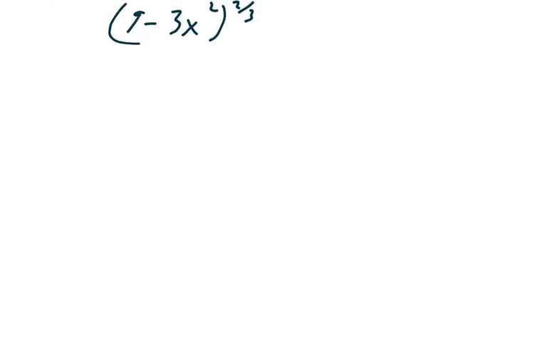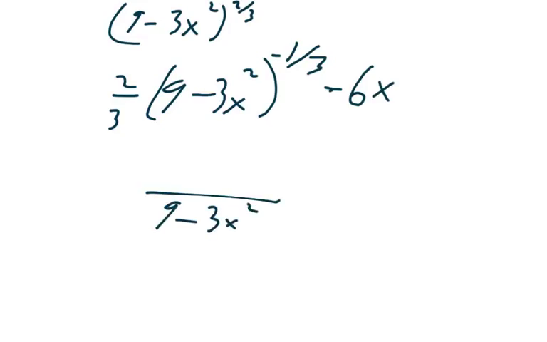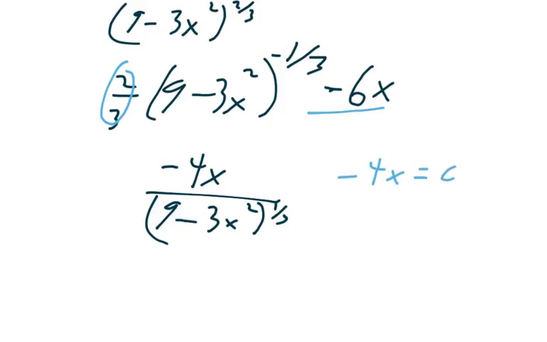Last one, we're trying to find the critical numbers. So we take the derivative. 2/3 minus 1 is negative 1/3 times negative 6x. So 9 minus 3x squared goes into the denominator to the 1/3 power. This turns out to be negative 4x when I simplify 2/3 times negative 6x. When I set the numerator equal to 0, I get x equals 0.